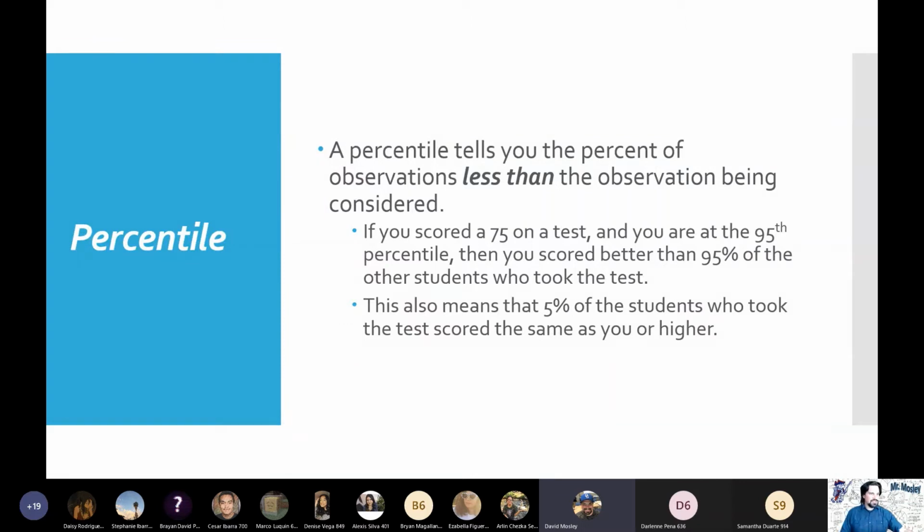This also means that 5% of the students who took the test scored the same or higher as you. So those are the two ways that we can deal with the 95th percentile. 95% had a lower score, 5% had the same score or higher. This is a quick review of what percentile means.